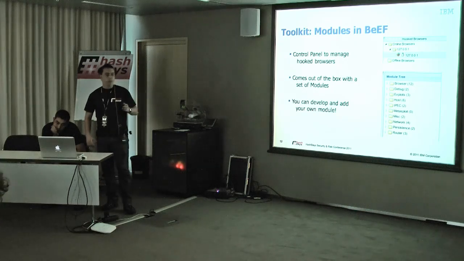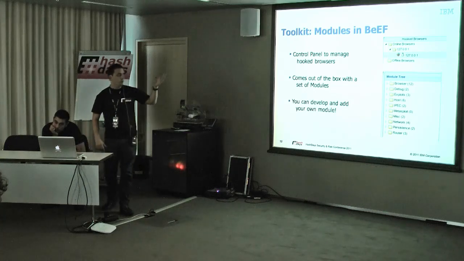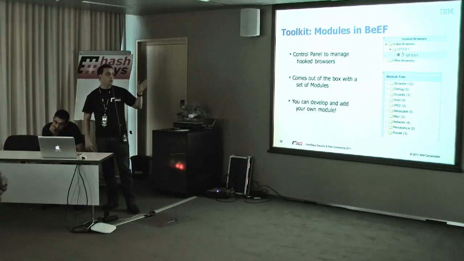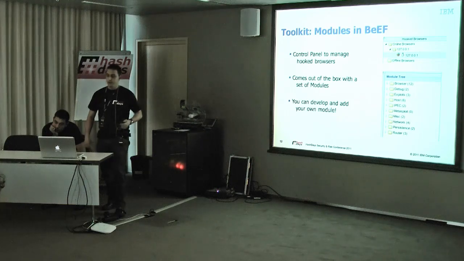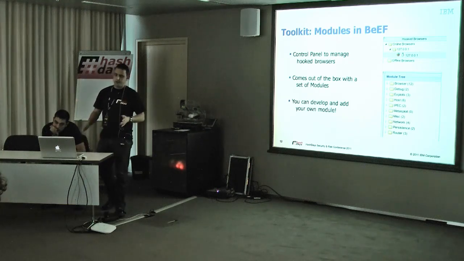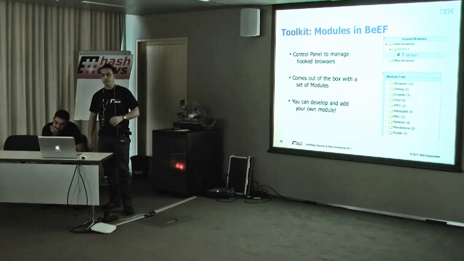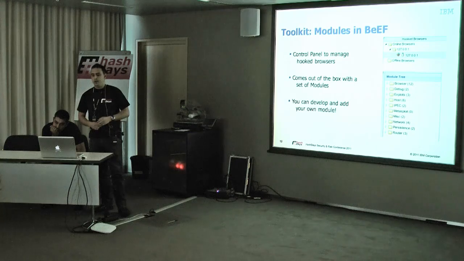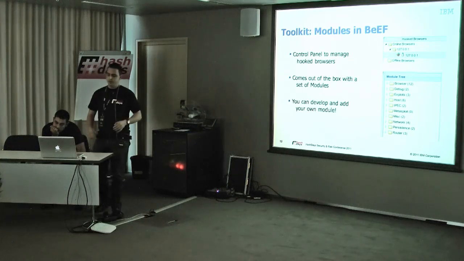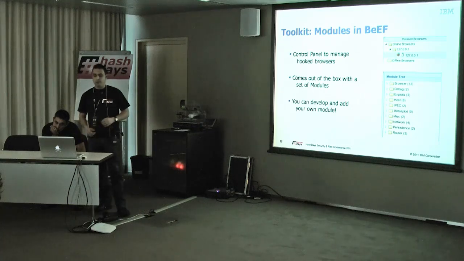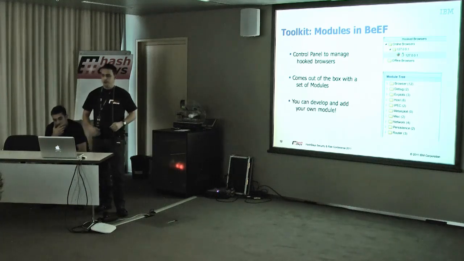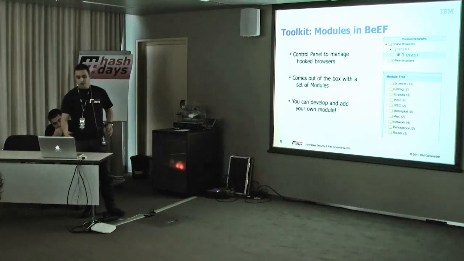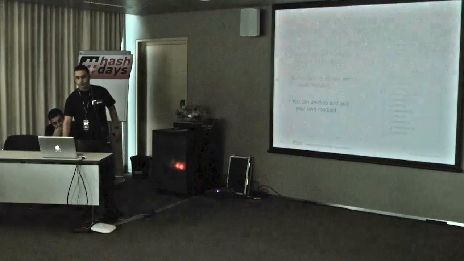Here we have an image where we can see the list of hooked browsers. With a quick look, we can see that we have a victim, and it's running Firefox on Linux. It's kind of a control panel to manage hooked browsers. It comes out of the box with a set of modules. We can see the module tree, with different categories like exploits, the Metasploit integration, network, browser, and other categories. You can also develop your own module.